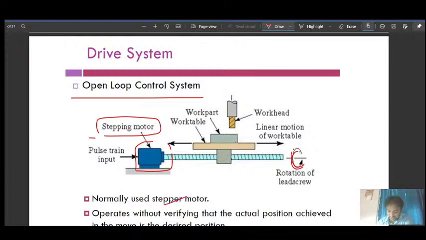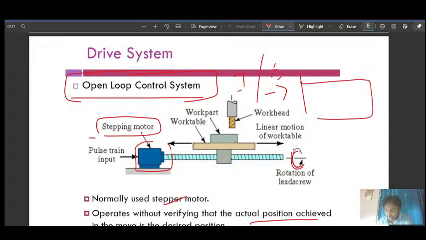So generally stepper motor is used and operates without verifying. Actually when we say open loop system, it means once you input the signal and then signal is processed and then we get output. Okay, but here we don't know whether the signal we have generated has achieved the desired position or not. So let me explain it further.